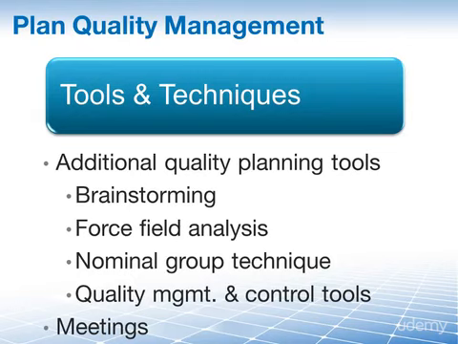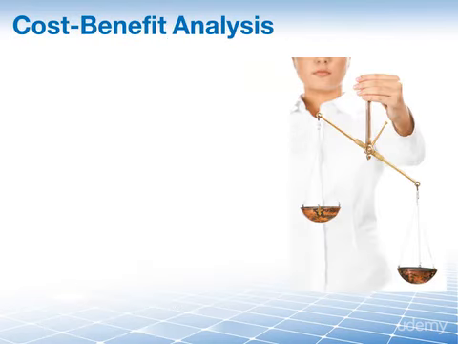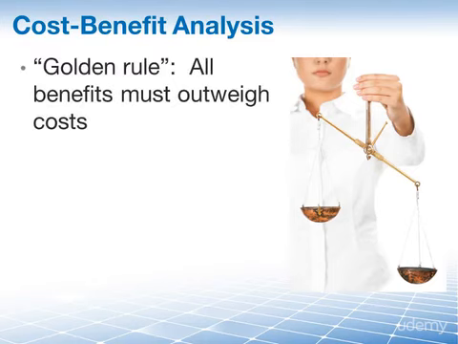Let's look at the details of the tools and techniques. Quality can be quite expensive to achieve. However, there's a golden rule in quality that all benefits must outweigh the cost. Crosby said that quality is free because the actual cost of implementing a quality system will outweigh the cost of non-conformance. The question is, of course, is this true? I certainly wouldn't implement every single last bit of a quality system just because Crosby said, well, it's free. I would have to know the cost versus the benefit.